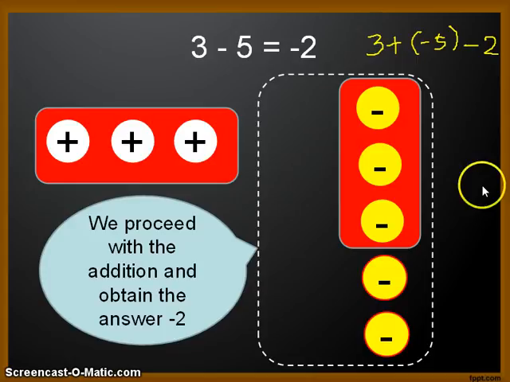So if we proceed with addition, we have 3 plus negative 5. Then we have to combine all the positives with all the negatives. This will become 0. And our remaining chips will be 2 negatives. That is equal to negative 2.